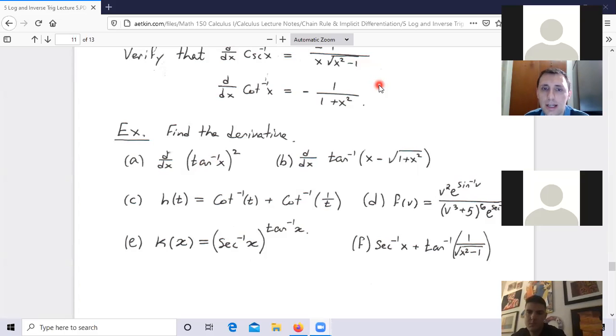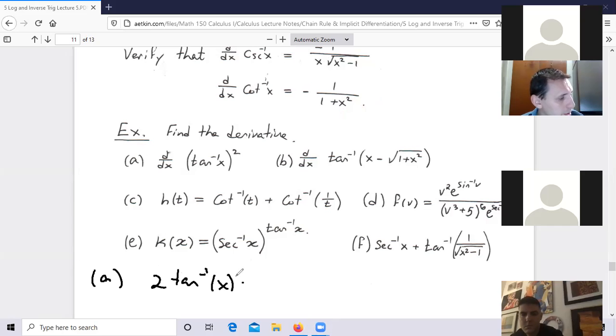All right, so this answer is just the chain rule. For A, you take the derivative: it's going to be 2 tangent inverse x multiplied by the derivative of tangent inverse, which is 1 over 1 plus x squared. We are done. Now, could you please calculate C? The derivative of cotangent inverse t plus cotangent inverse 1 over t. What's the derivative equal to?